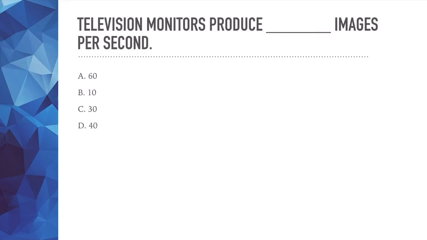All right, so let's look at this question. Television monitors produce blank images per second. This is one of those ones you just have to know the number. And this has to do with frame rate, so it's pretty important. I like to think of it like if you're watching a movie that's made on film, it has 24 frames a second, and you see a flicker.